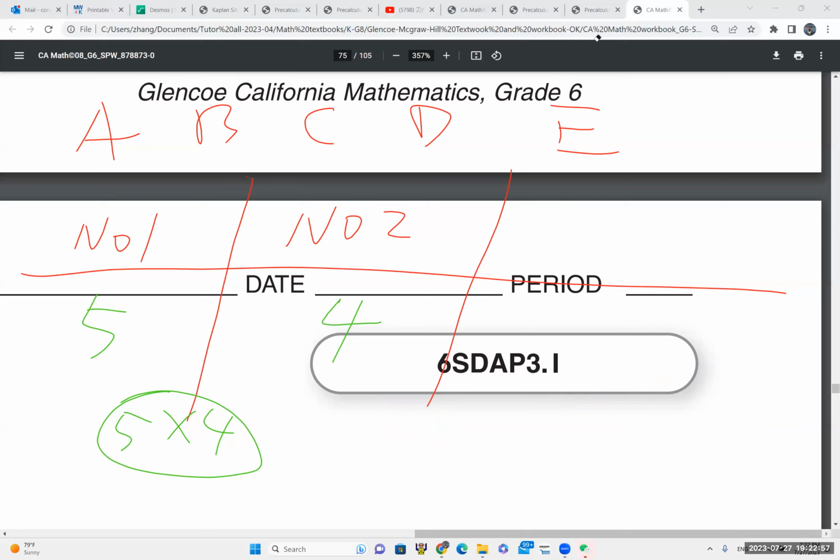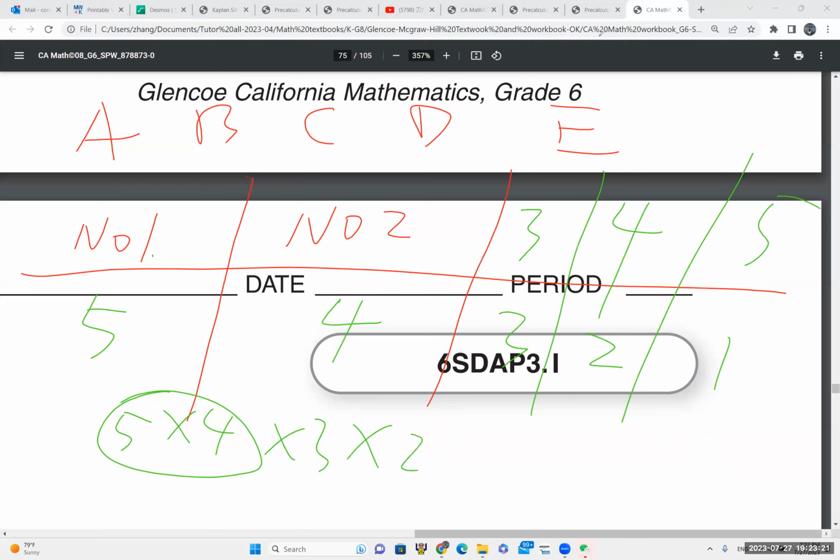This also explains why we have factorial. Just now we only had number one and number two. If we keep going with number three, number four, number five, then you can think 5, 4, 3, 2, 1. Finally we have 5 times 4 times 3 times 2 times 1. We call this 5 factorial, right? Okay, you can screenshot this.